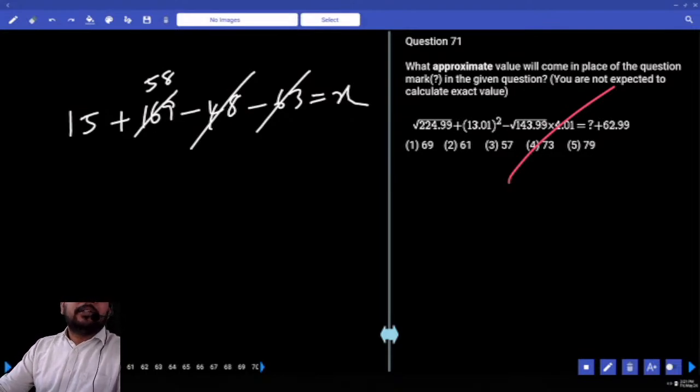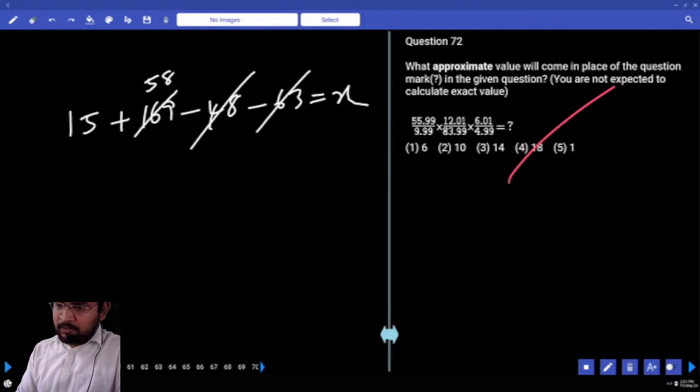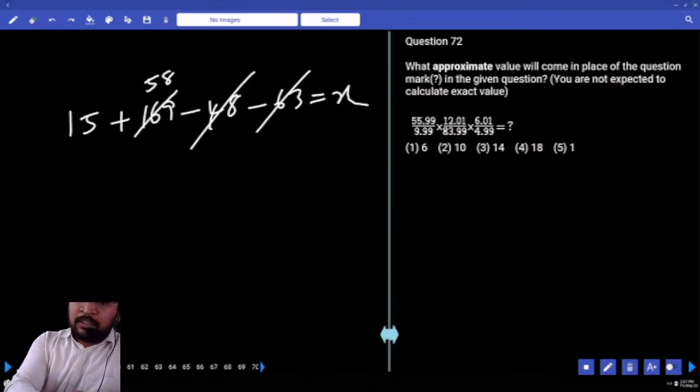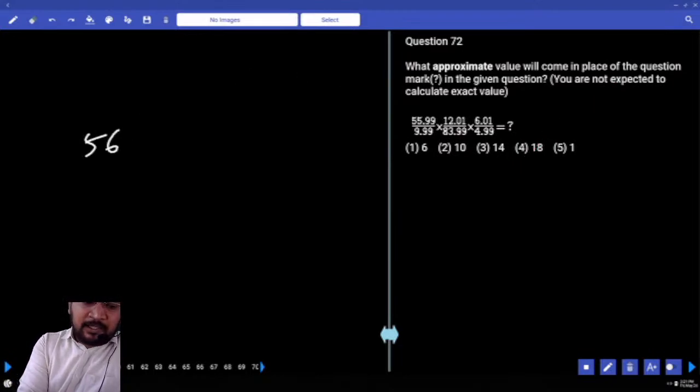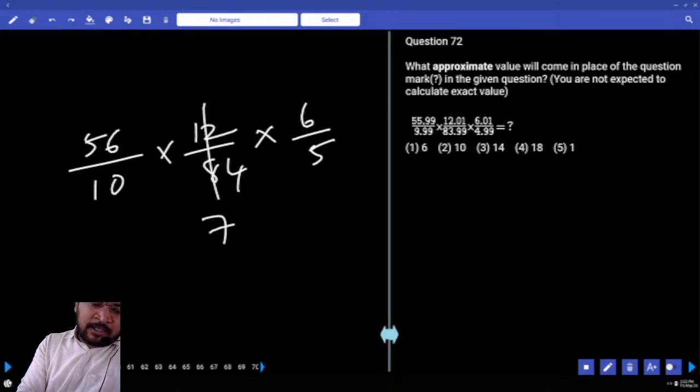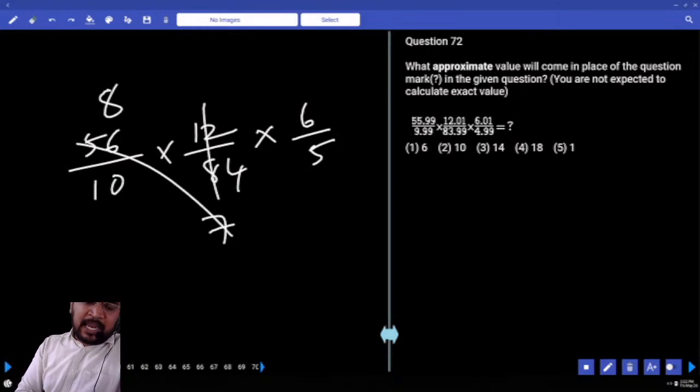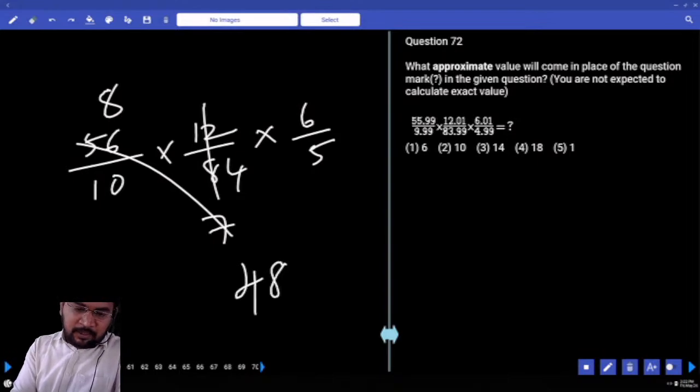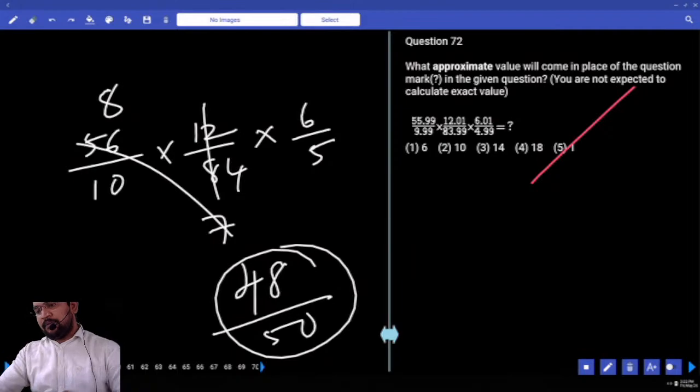Are you clear, Nana? Are you ready? Numerator 56, denominator 10. 12 by 6, 12 sevens are, 7 eights are 56, 8 sixes are 48, by 50 is nothing but 1.